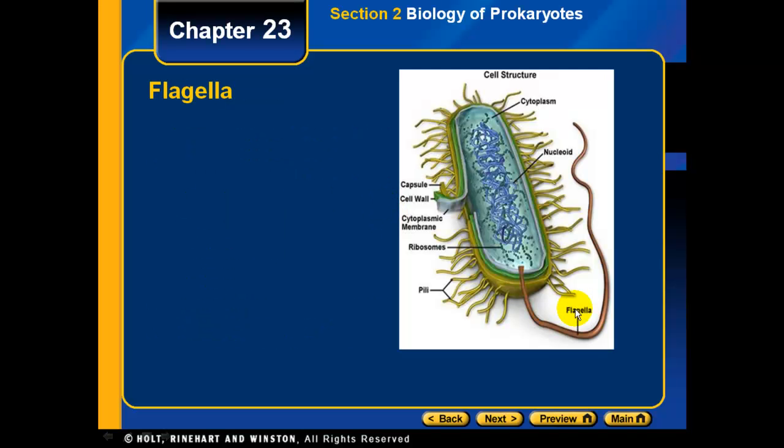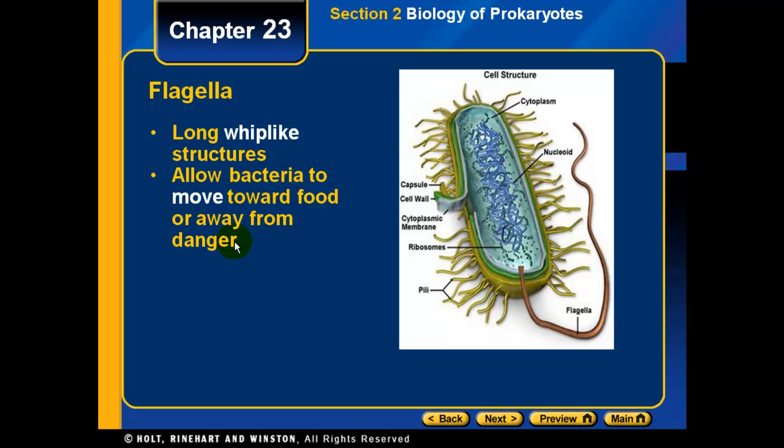All right, the last cell part is the flagella, and it's similar to the flagella we already learned. They're long whip-like structures. They allow the bacteria to move either toward food, for example, or away from danger. They may have one, as shown in the picture, or multiple flagella.